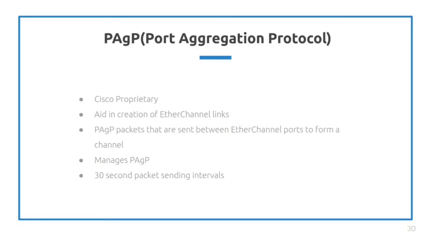Port Aggregation Protocol, best known as PAGP, is a Cisco proprietary protocol that helps in the creation of Etherchannel links. When the channel is configured by PAGP, packets are sent between the ports to negotiate a channel. After the channel is formed, PAGP is used to manage the Etherchannel, where it sends packets every 30 seconds to check the links to ensure there is no failure between the two end switches or devices.